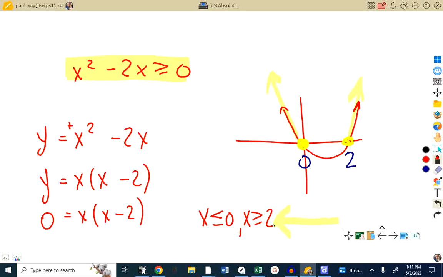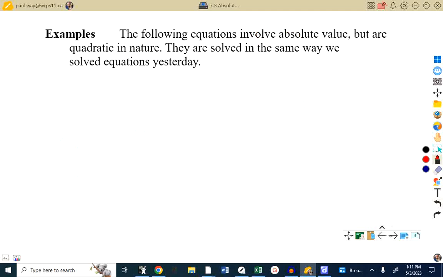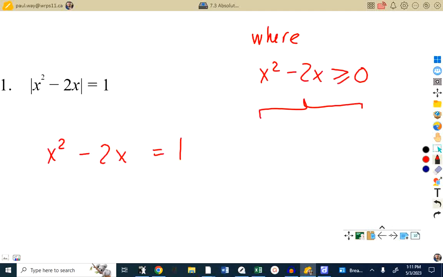Look at the graph. Where is the graph greater than or equal to 0? Whenever x is 2 or to the right, and wherever x is 0 or to the left. And this is the more difficult aspect now of solving these when you have a quadratic. If we go back now, our subdomain is this: x is less than or equal to 0, and x is greater than or equal to 2.